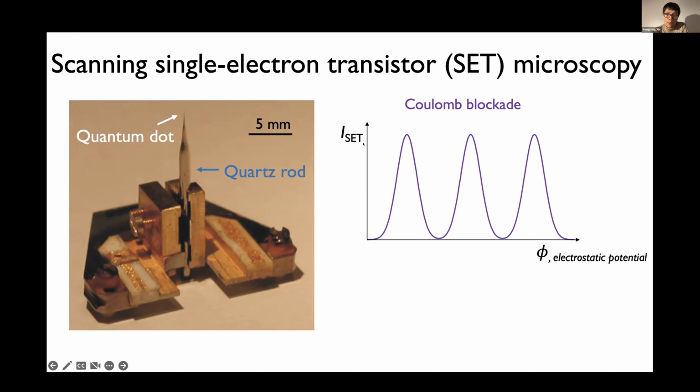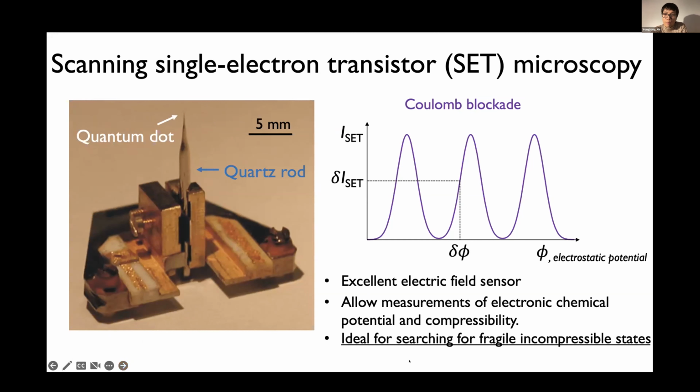I'm sure you're familiar with this. If you have a quantum dot, you will see Coulomb blockade, and the current will oscillate as a function of external electrostatic potential. What it means is that any small change in electrostatic potential will give you a large change in the current. Therefore, it's a very good electric field sensor. And then you can use some tricks to probe electron chemical potential and compressibility or inverse compressibility. Thereby, it's a very useful tool if you want to look for fragile incompressible states such as fractional quantum Hall and fractional Chern insulators.